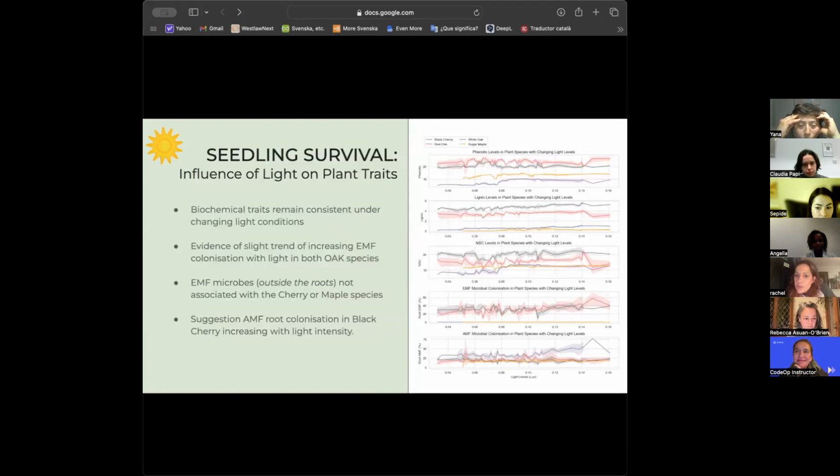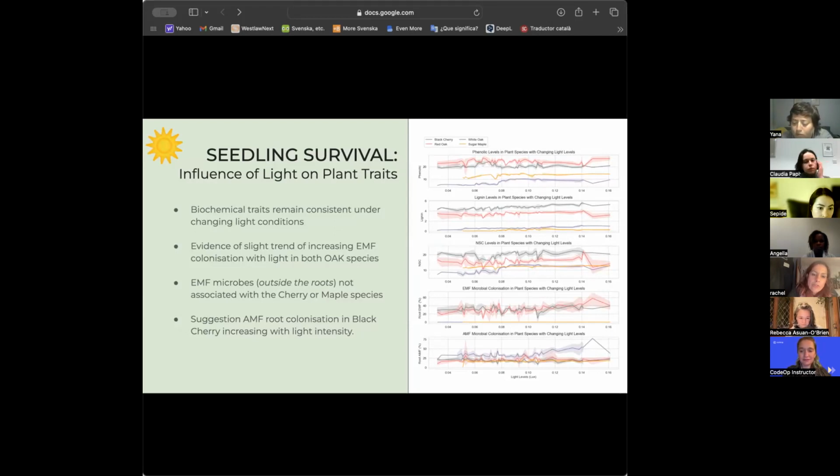So we also wanted to look at the influence of light on plant traits, and one of the key things that came about was that levels remain consistent across different light levels, suggesting that in terms of biochemical traits, light doesn't appear to be affecting levels.